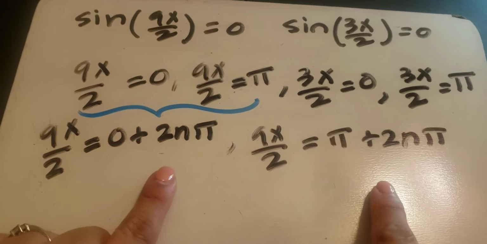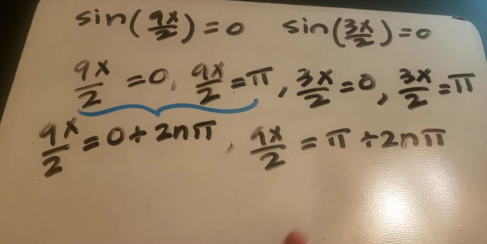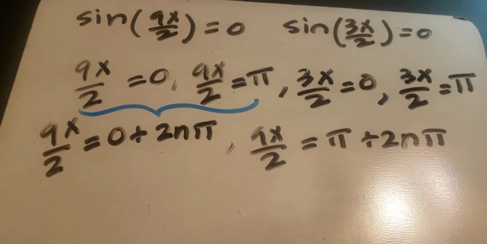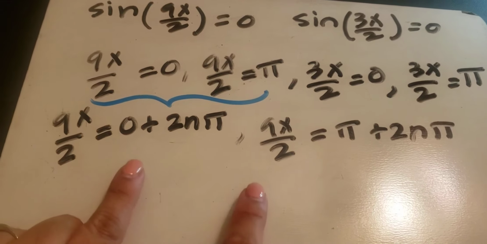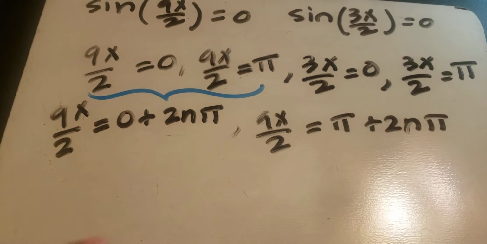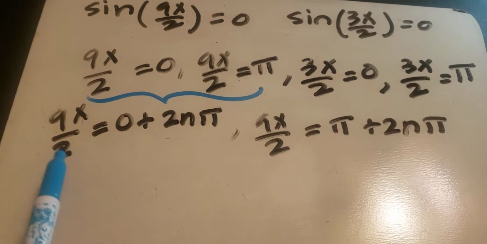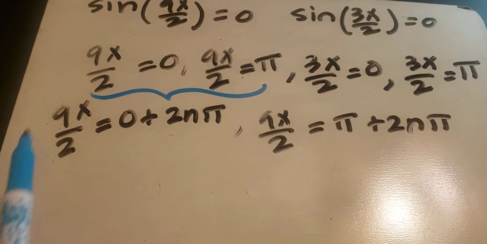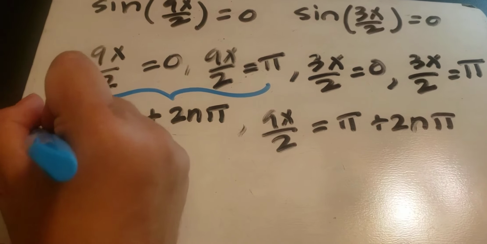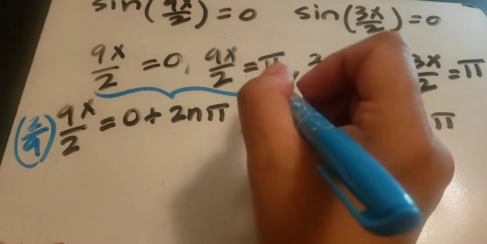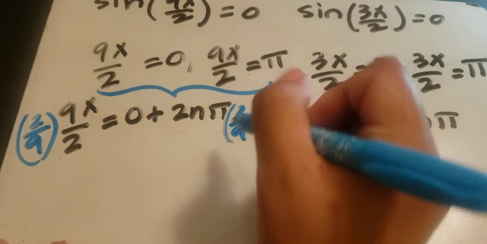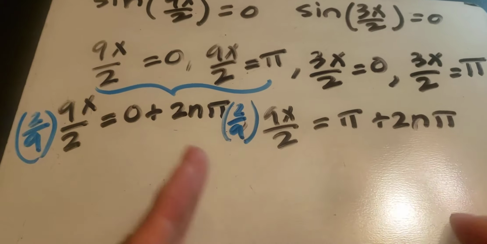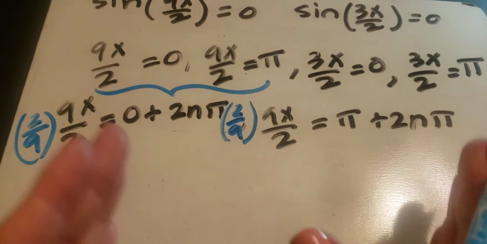Okay, and the reason why I'm doing that is because I want to solve for every multiple between 0 and 2 pi. Okay, so in order for me to solve for x, what I'm going to do is I'm just going to multiply all of this by the reciprocal of 9/2. So I'm just going to multiply by 2/9. And let's not get too ahead of ourselves. So we'll work with one and then we'll work with another.